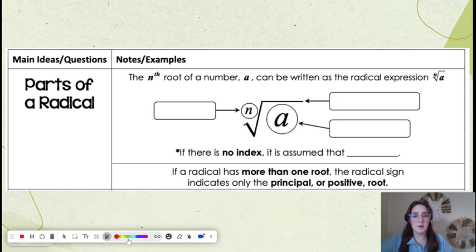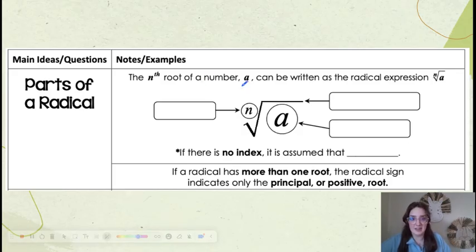All right, so we're looking at parts of a radical. We've got some fill-in notes. The nth root of a number, a, can be written as the radical expression, the nth root of a. We're just going to start by labeling what's happening here. Maybe we've seen a radical before, but maybe we're not totally sure what all of the parts mean, so we're going to look at those different key terms in this video.